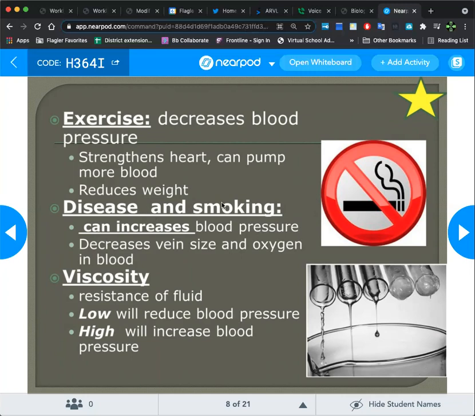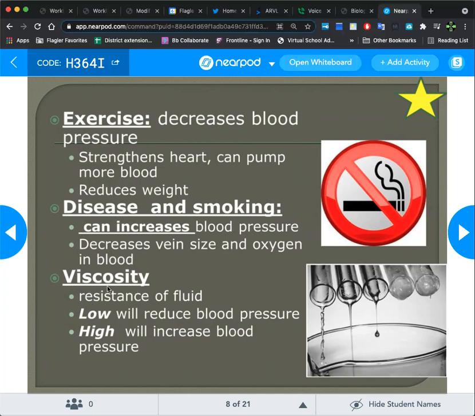All right, and then different things that can affect that diameter, like I said, exercise is going to help it. Diseases and smoking, these are going to decrease your vein size. And then not only that, smoking and different diseases can reduce the amount of oxygen your blood can carry. So it's kind of even worse. Not only are your blood vessels getting smaller, but your blood can't carry as much oxygen, which is why heavy smokers tend to get out of breath a lot easier.